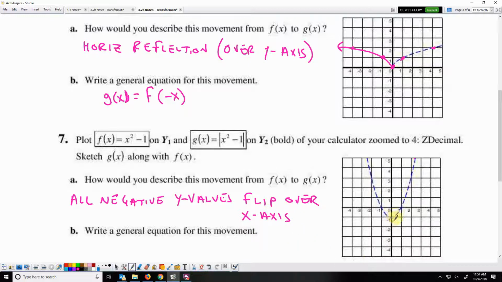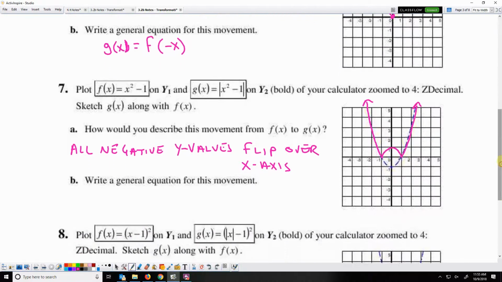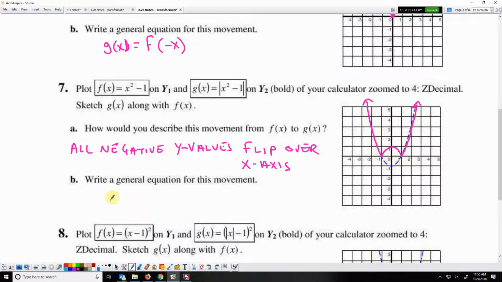Okay, so right here, I've got a set of negative outputs, and what's going to happen is they're going to flip over and become positive outputs. So when I do the absolute value of x squared minus 1, it looks like this. So just all these negative outputs, absolute value doesn't allow them, so they flip over and become positive outputs. A general equation for that is g of x is the absolute value of f of x. That absolute value is outside the entire original function.